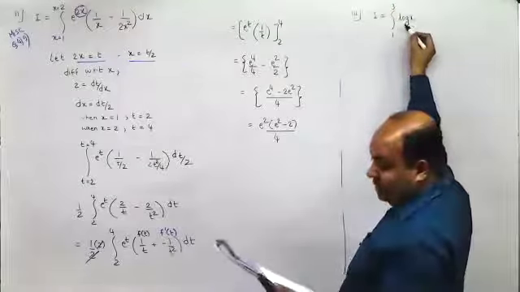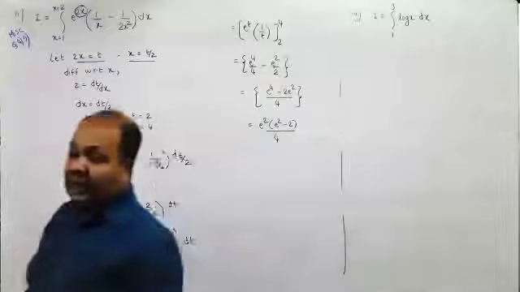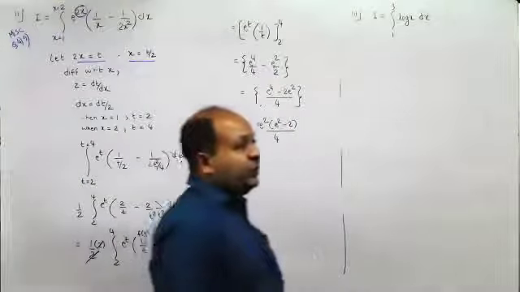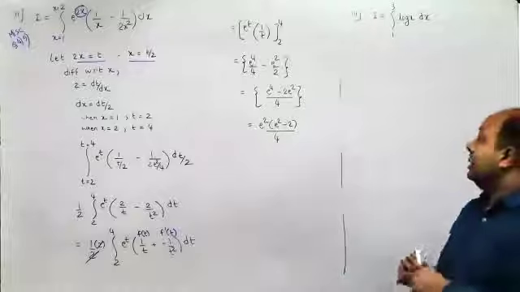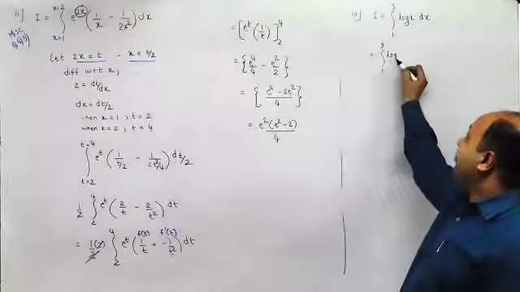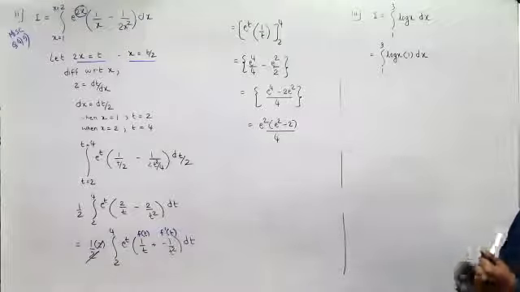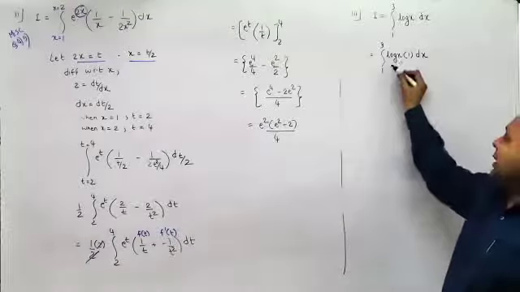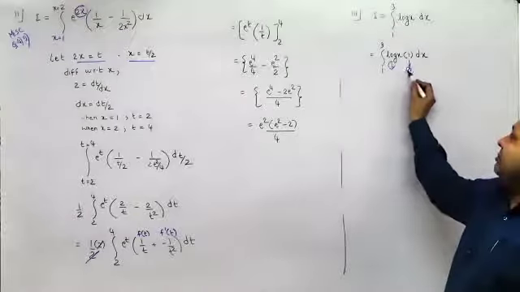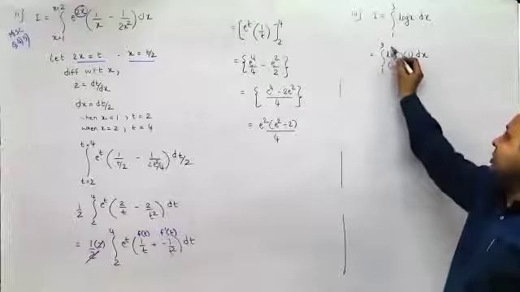The third question is integral of log x dx. Now, whenever log appears alone, you have to multiply it with 1 and then use the formula u into v. So here, this would be log x into 1 dx, and then solve it by u into v. This is logarithmic, this is algebraic. L comes before A in ILATE, so this is u and this is v.